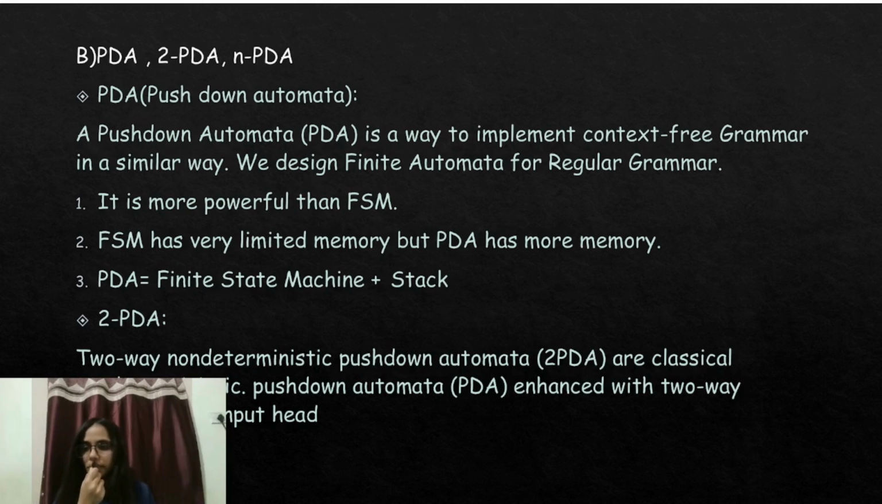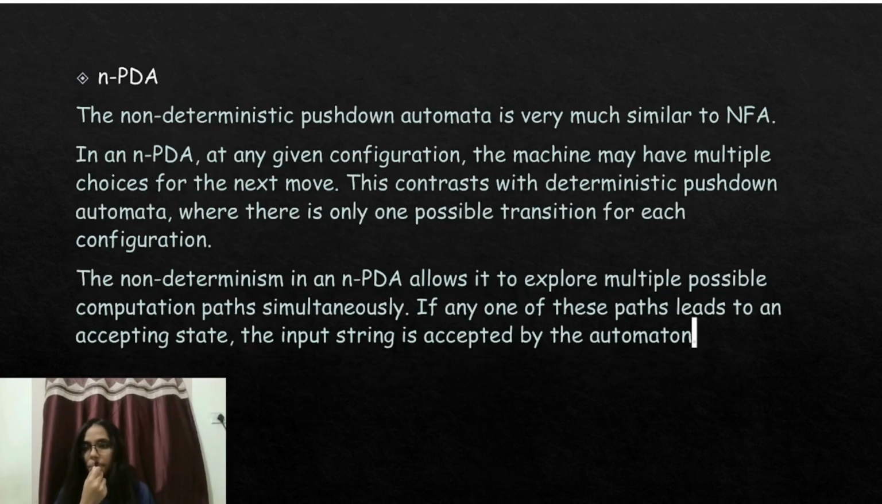So let us proceed to the next part, that is 2PDA. Two-way non-deterministic pushdown automata: our classical non-deterministic pushdown automata enhanced with the two-way motion of the input head. NPDA: the non-deterministic pushdown automata is very similar to NFA. In an NPDA, at a given configuration, the machine may have multiple choices for the next move. This contrasts with the deterministic pushdown automata, where there is only one possible transition for each configuration. The non-determinism in NPDA allows it to explore multiple possible computation paths simultaneously. If any of these paths leads to an accepting state, the input string is accepted by the automaton.